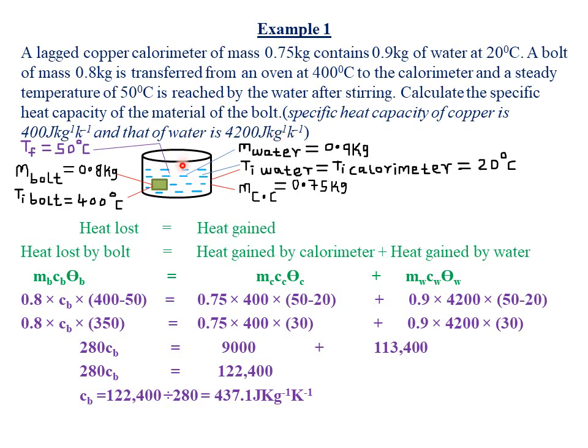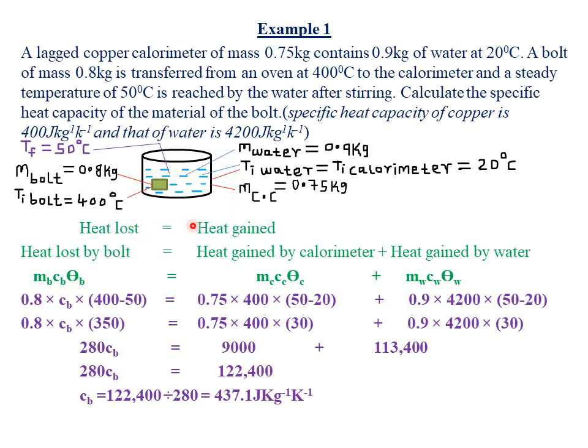So to tackle this question, we'll simply use the law of conservation of energy, which requires that the total heat which is lost must be equal to the total heat which is being gained, provided that no heat is being lost to the environment. Then from there, you identify the substance that is gaining heat and the substance that is losing heat.